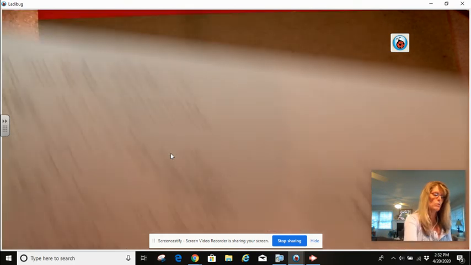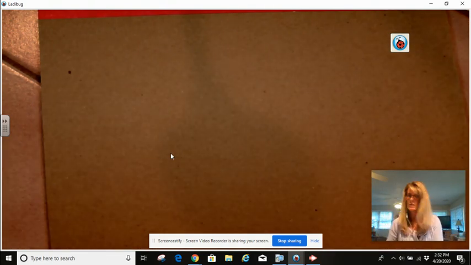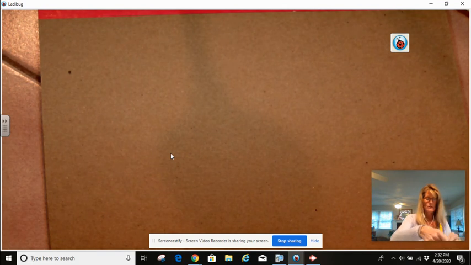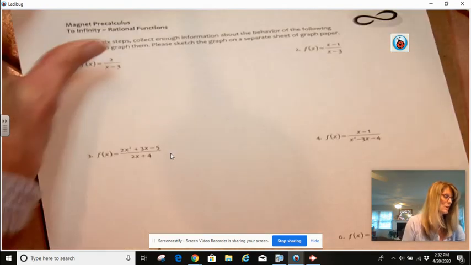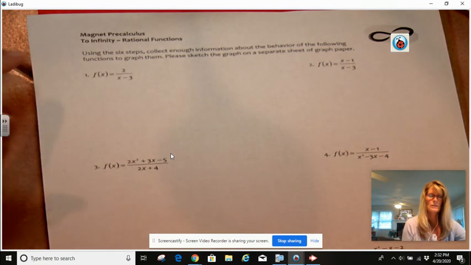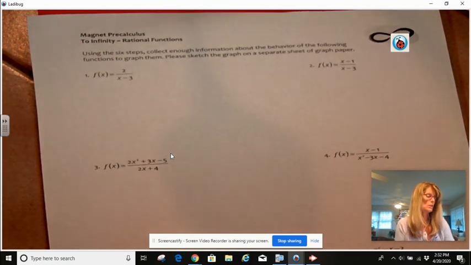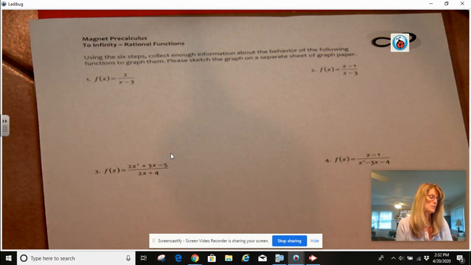Okay, so that's it for the lesson. Your assignment for this week is posted. It is called To Infinity. So you have, using the 6 steps, collect enough information about the behavior of the following functions to graph them. Sketch the graph on a separate sheet of graph paper, unless you feel like you can fit everything in there. So this is the assignment that is due for this first week of the emergency learning plan. A single PDF, please. And that is due by Friday at 11:59 p.m.